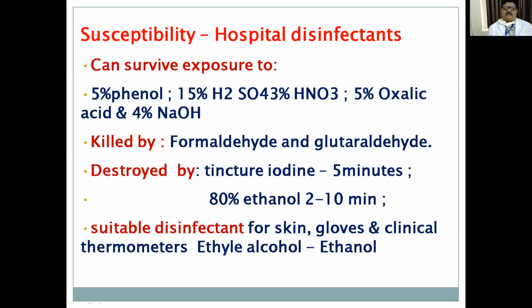Some people might ask you, how do you disinfect a clinical thermometer? The best thing is ethyl alcohol, because you can't heat a thermometer by autoclave or by hot air oven. So what you're supposed to say is ethyl alcohol.